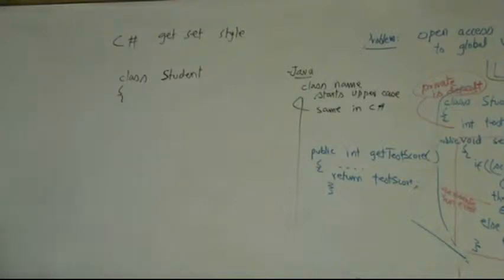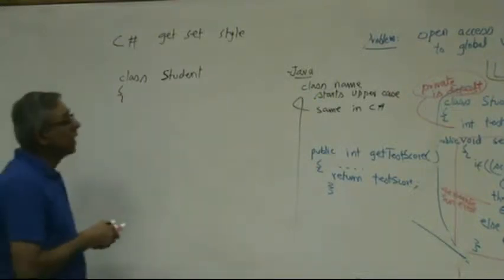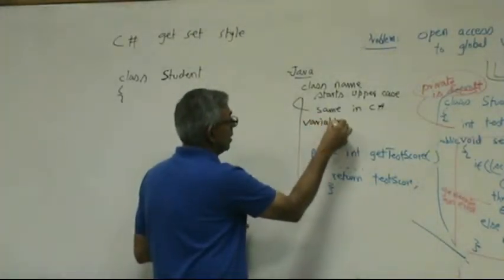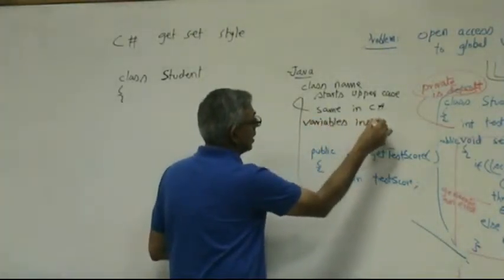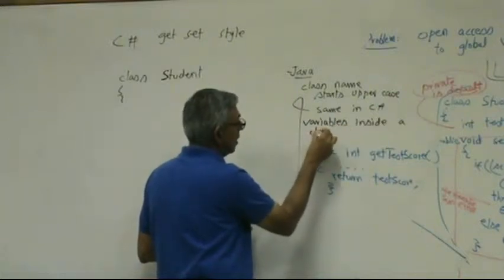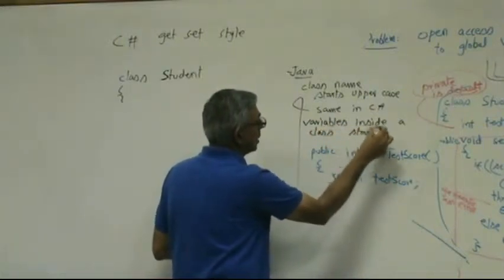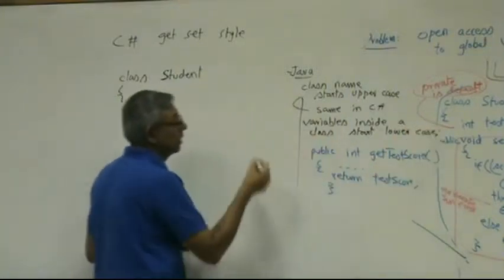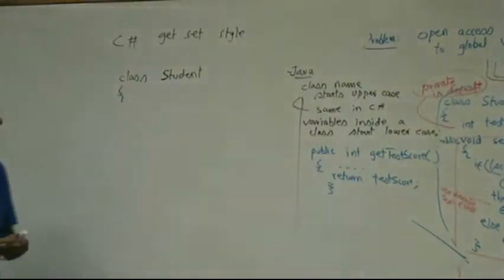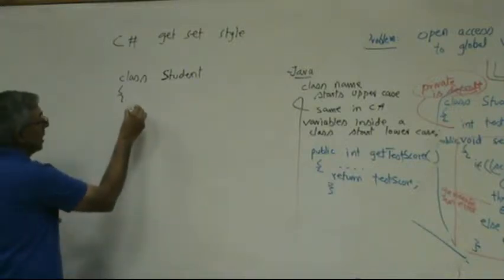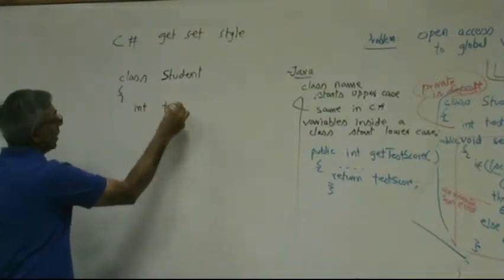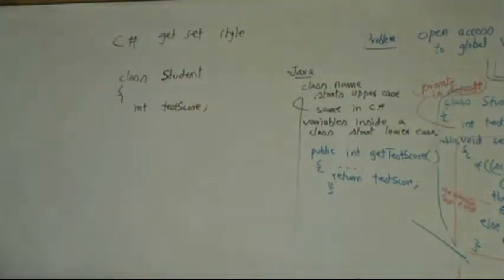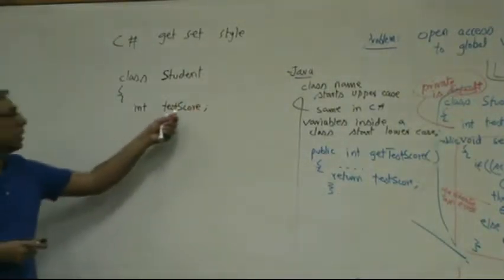Inside the class we declare variables. Variables inside the class start lowercase. So far that's the same in both C# and Java. For example, if there's a test score, you will write it as testScore, with a lowercase t, and each following word starts uppercase.